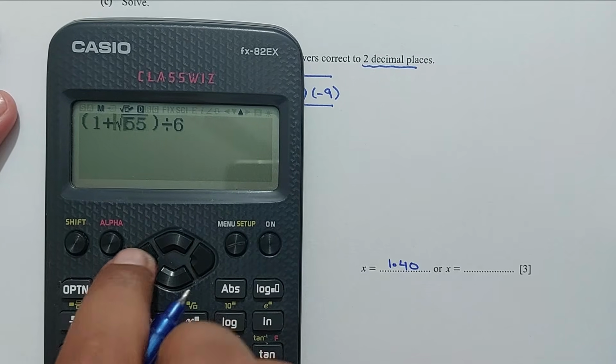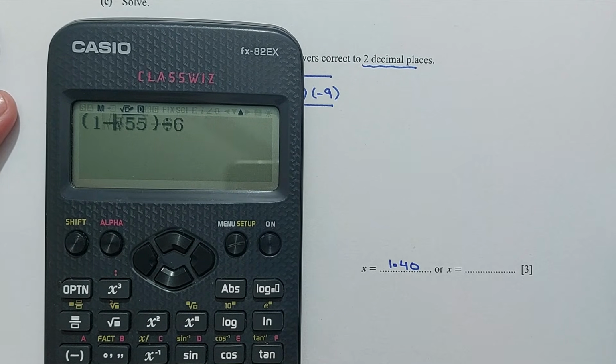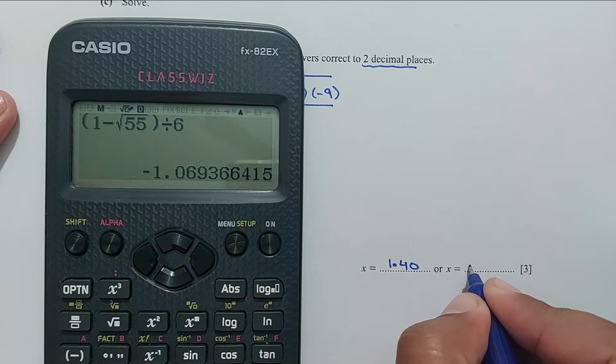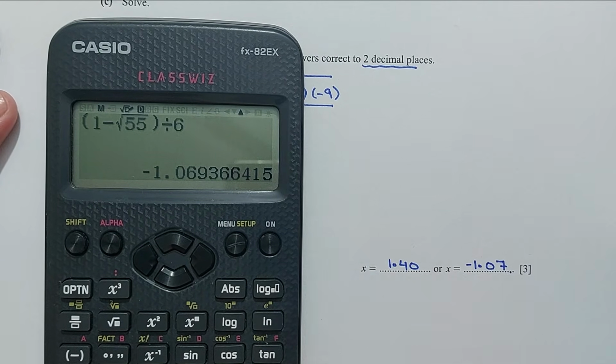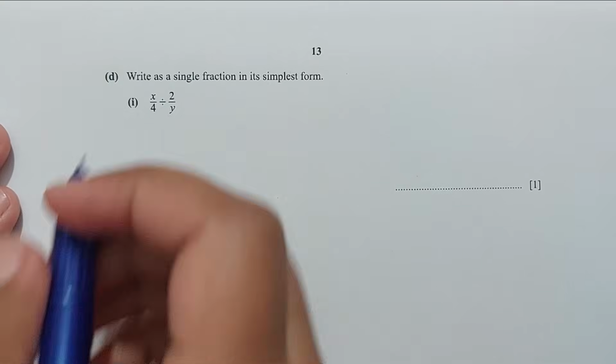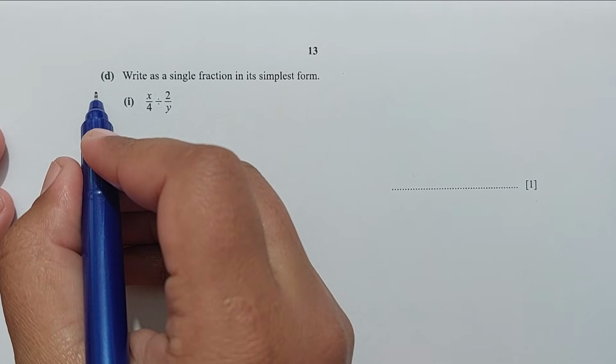and 1 minus square root of 55. This would be minus 1.07 up to 2 decimal places. Now for part D, write as a single fraction in its simplest form.